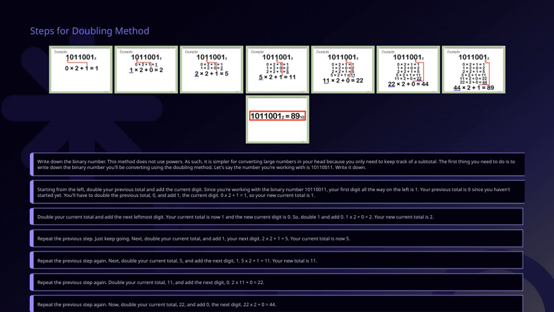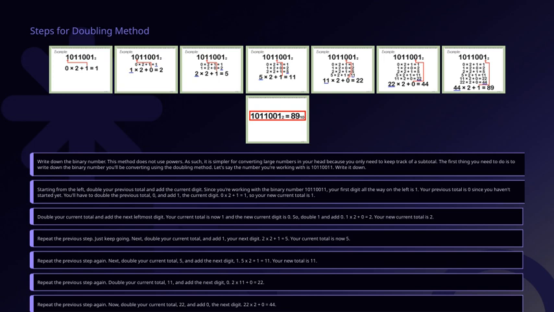Repeat this process. Double the current total, then add the next digit. The next digit is 1. Double 2 to get 4, then add 1, which totals 5. Our current total is now 5. Again, double the current total, which is 5, giving us 10, then add the next digit 1. That results in 11. So our total becomes 11. Next, double 11 to get 22, then add the next digit, 0. So, 22 plus 0 remains 22. Continue the process.